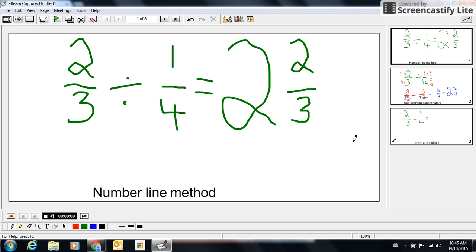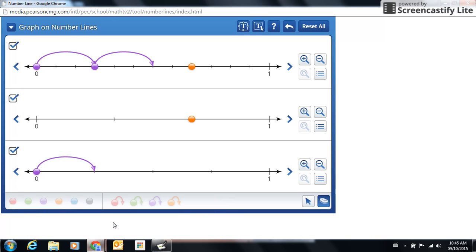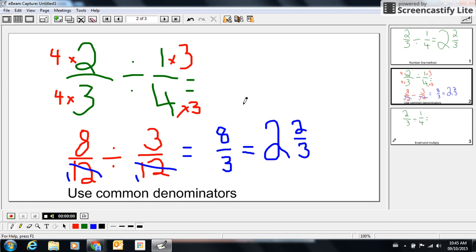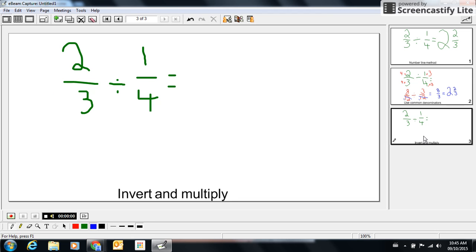Let's take a look. Just to recap, we did the number line method, and it looked something like this, and we came up with an answer of 2 2/3. We did a second method, which used common denominators, and we came up with an answer of 2 2/3. Let's show you the third way, and personally my favorite way, but don't let that influence you.